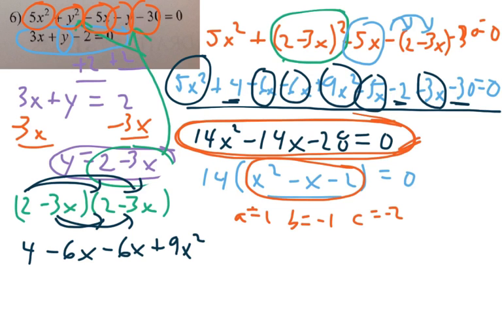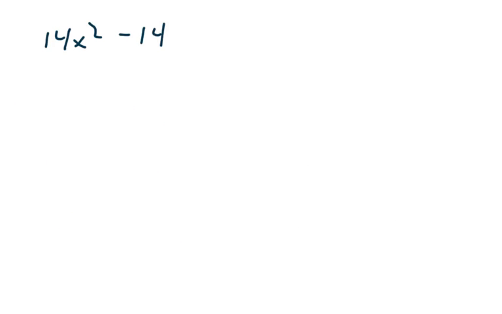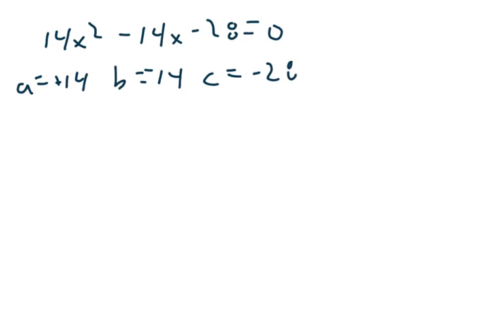So here we go. I know I have 14x squared. Let me make sure I have it copied down right. Minus 14x minus 28 equal to 0. Remember, it has to equal 0 to solve it. Therefore, I know A is positive 14. Sorry about that. B is negative 14. Watch your negatives, right? And C is negative 28.